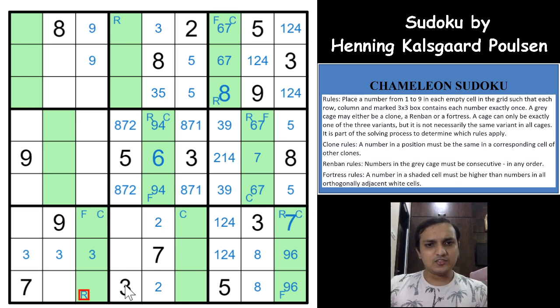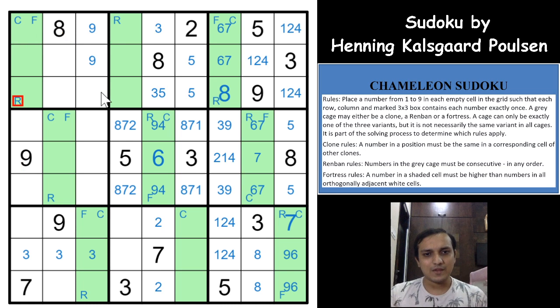Renban. Same way it cannot be a clone, because a clone is here, so you need to have the same set of digits in both of these 2 cells. And it cannot be a fortress as well because of the 9 here, which means that it has to be a Renban, right? And same way you cannot have a clone here because you have a 7 here, and you cannot have a fortress as well because you need to have something greater than 8 in this cell, and a 9 is not possible, which means that it has to be a Renban, right?